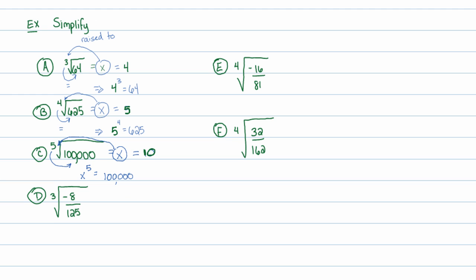Let's check it out. 10 to the fifth power is 1 with 5 zeros after it, and 1 with 5 zeros after it is 100,000. So that does work out. And now we move on to this next example.